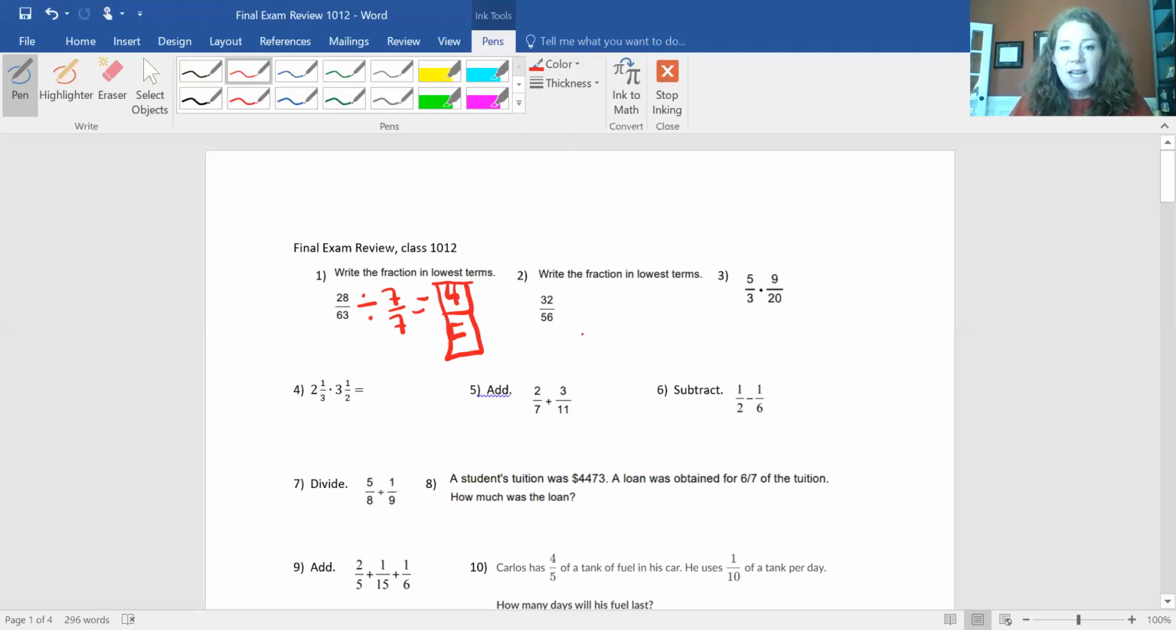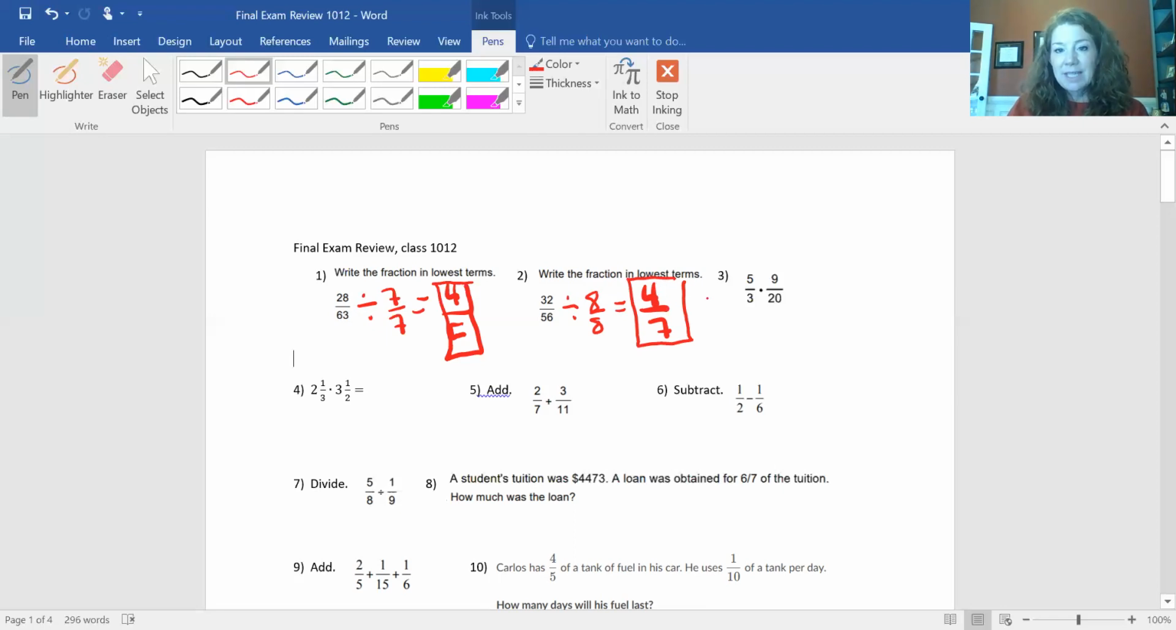All right, so then number 2, I know I can divide both of those numbers by 2 because they're both even. I know I can divide both of those numbers by 4. I know I can divide both of those numbers by 8, so that's what I'm going to divide by. I'm going to divide them both by 8. So 32 divided by 8 is 4. And 56 divided by 8 is 7. And 4 and 7 do not have common factors, so that is the final answer.